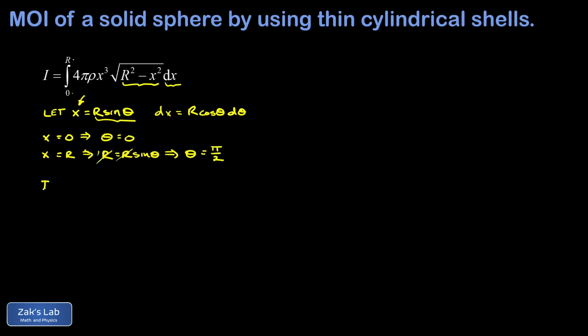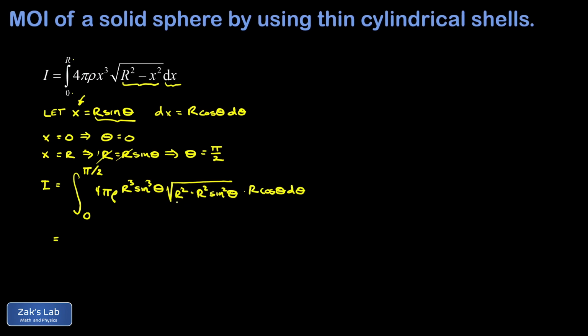So let's make all these substitutions in our integral and just move to theta space from here on out. My integral is now going to go from 0 to pi over 2. Those are limits of integration on theta. I have a 4 pi rho in this integral. And then there's an x cubed, which is then r cubed sine cubed theta. And then we have this square root of r squared minus x squared. So r squared minus r squared sine squared theta. And then dx itself has to be transformed, and that was r cosine theta d theta.